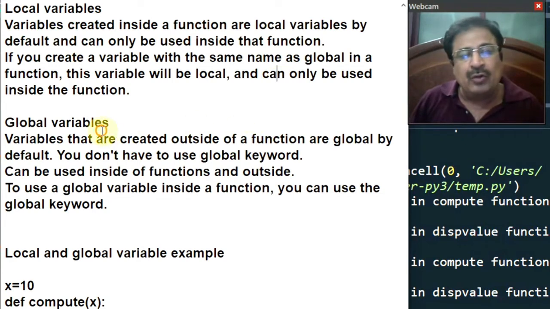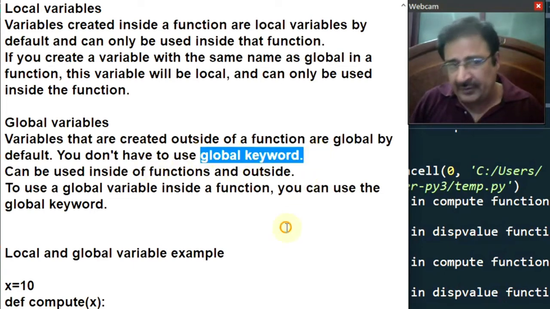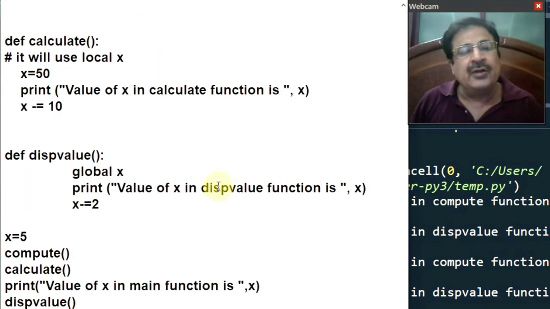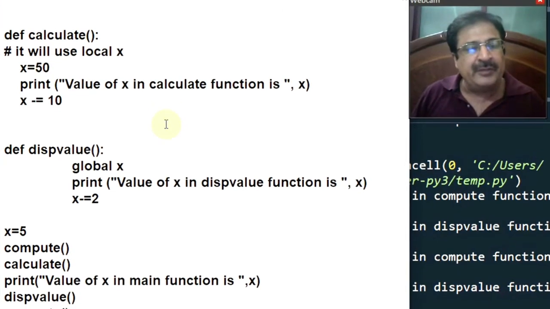Okay. Now what are global variables? The variables which are defined outside a function are global by default, and you don't have to define a global keyword for that. Okay. And that global variable can be used inside a function, can be used outside a function. And while using a global variable inside a function, you have to use the global keyword. Okay. Now let us understand this last program.